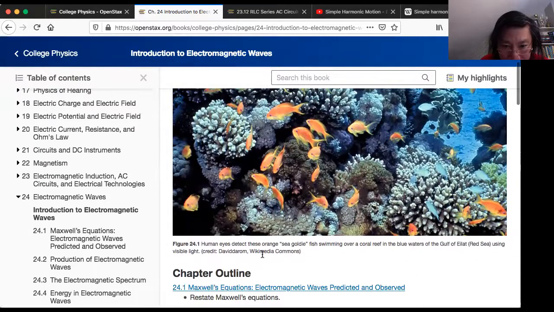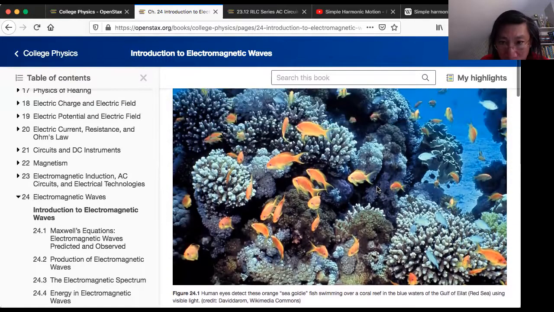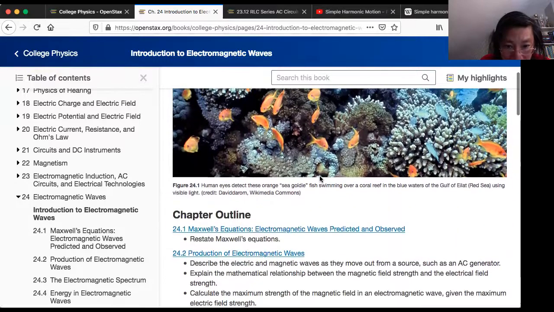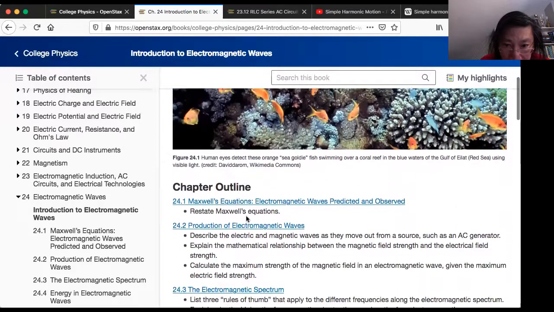Human eyes detect these orange sea goldie fish swimming over a coral reef in the blue waters of the Red Sea using visible light. That's right, because that's waves, all right? And the different waves, when they bounce off the coral or go through the water or bounce off the fish's scales and stuff like that, or the eyes or anything, you wind up getting electromagnetic waves to your eyes. These electromagnetic waves, you make them. How do you make them, right?